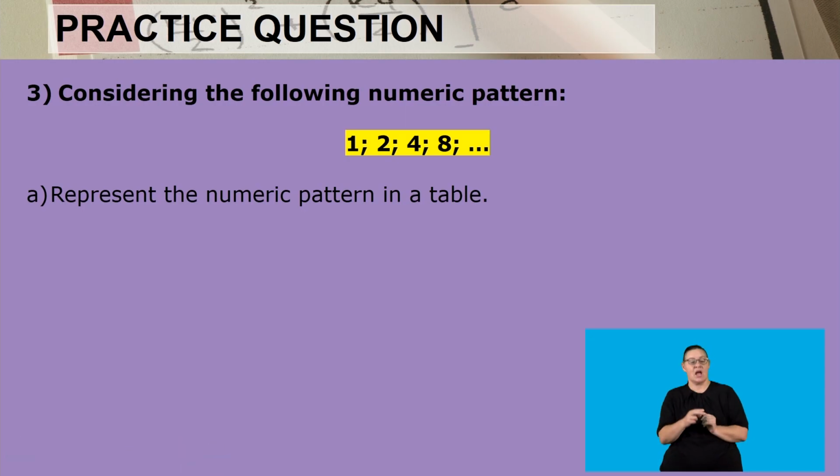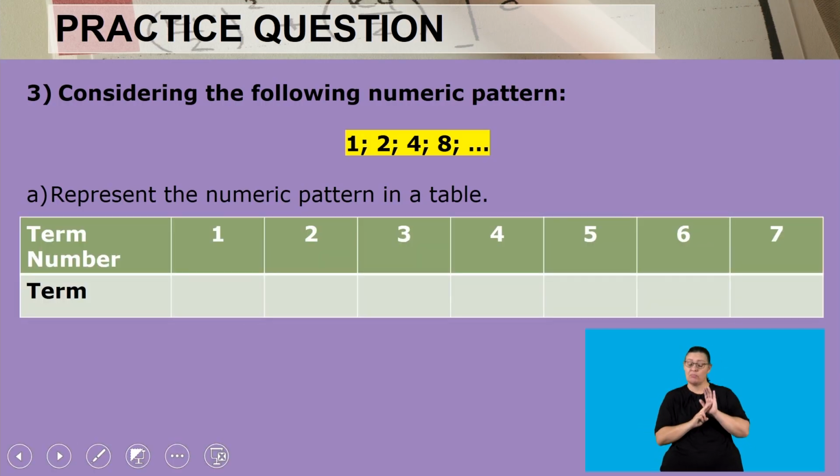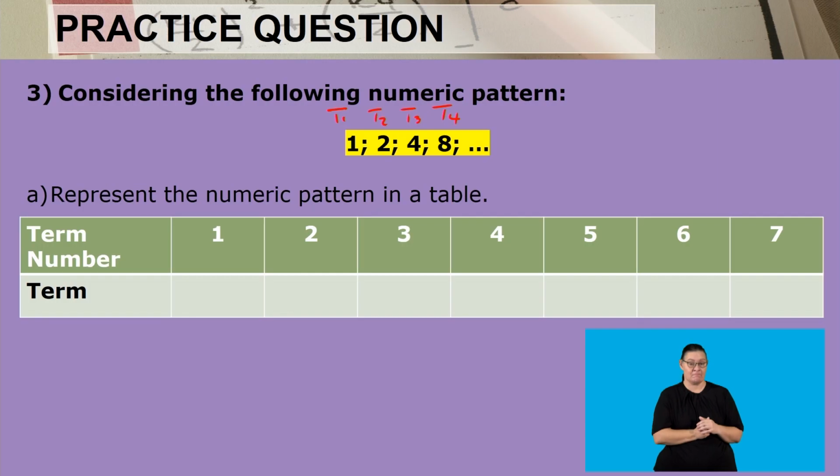Here it says, considering the following numeric pattern, 1, 2, 4, and 8, we are going to represent this numeric pattern in a table. So there is our table. The first 4 terms, of course, we can represent because we know what they are. But for us to find the rest of the terms, we need to know how we are moving from the first term to the second term. Now, we have 1 as the first term, 2 as the second term, 4 as the third term, and 8 as the fourth term. Let's see how we are moving within the terms.